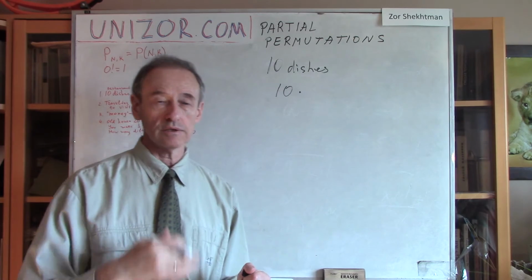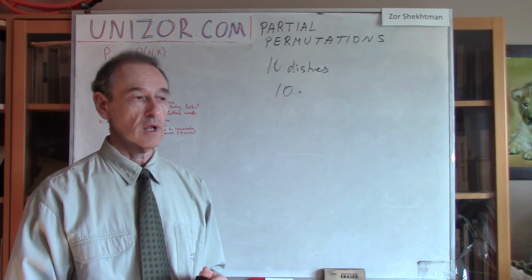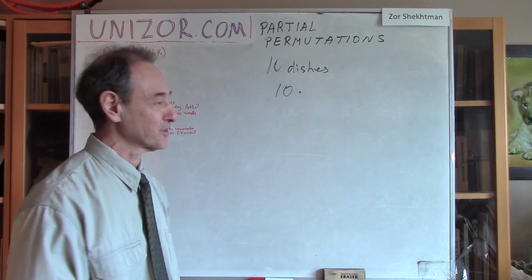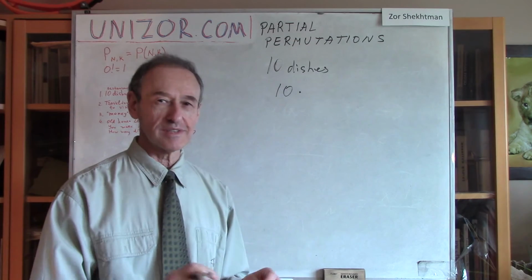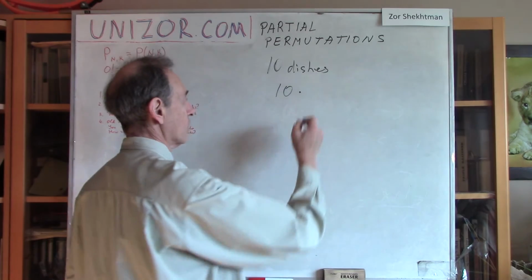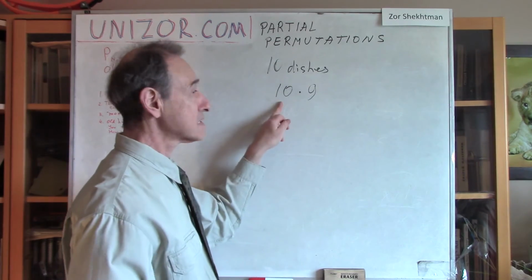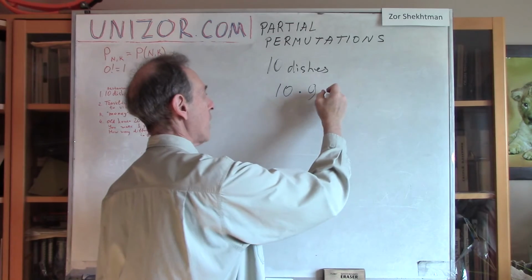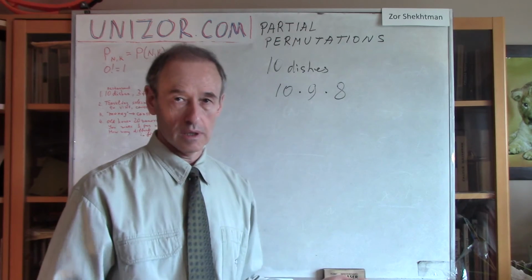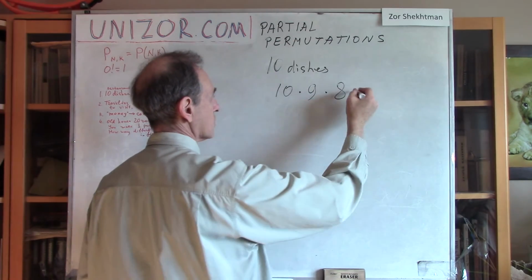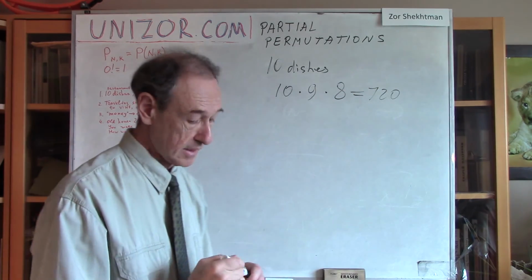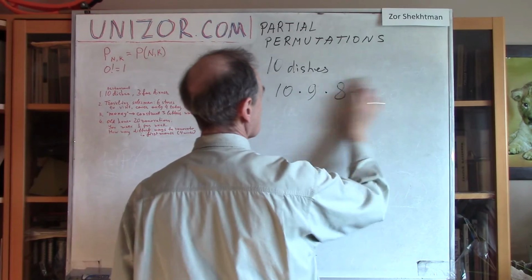Okay, after this is done, you have only 9 choices left, and we do assume that we don't want to eat the same dish twice or 3 times in a row. So it's always supposed to be different dishes. Now, the second course, you have 9 choices. So with each of these 10, you have 9 for the second, and with each pair of 90 of the first and the second course, you have 8 for the third course. So your result is 720. That's basically a typical partial permutation problem.